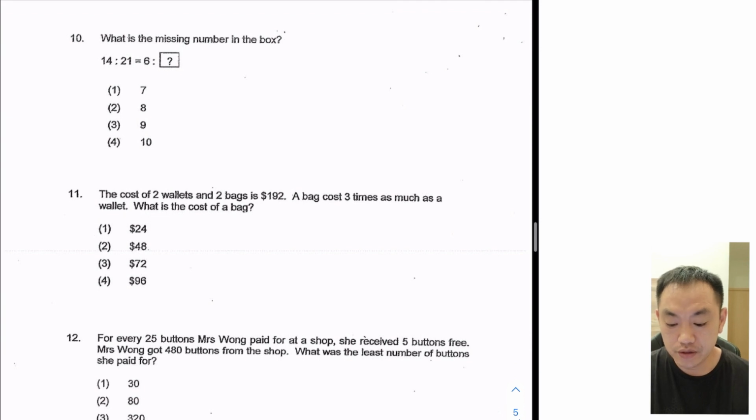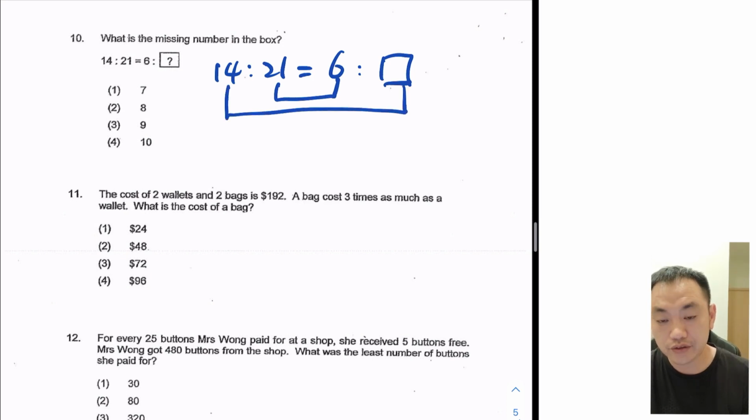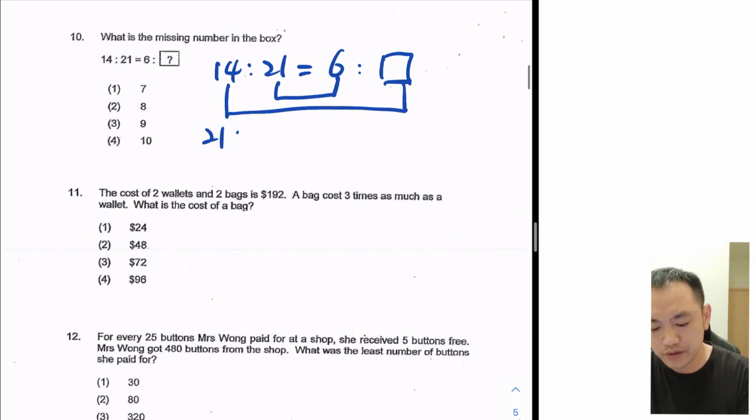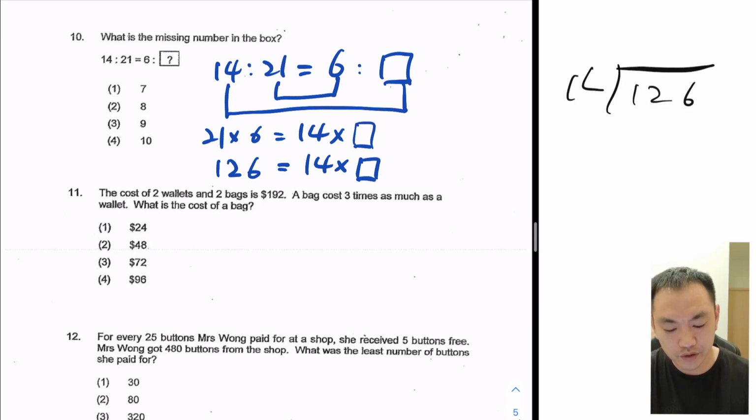What is the missing number in the box? This is a ratio question. For a ratio question, how do you do the calculation? The question is 14 versus 21 equal to 6 versus something. Basically you multiply the inside numbers together and the outside numbers together. So 21 times 6 equals 14 times square. 21 times 6 is 126. So square is 126 divided by 14, which is 9.